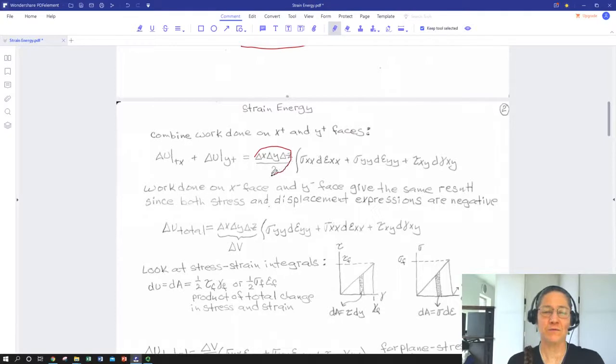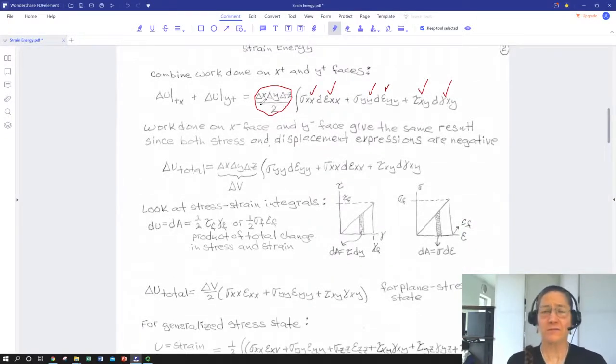our volume divided by 2 times our normal stress integrated with respect to our normal strain, another normal stress in the orthogonal direction integrated with respect to our normal strain, and our shear stress integrated with respect to the full expression for engineering shear strain in that same direction. So tau xy, gamma xy. We lost the 1/2 because we have both faces.